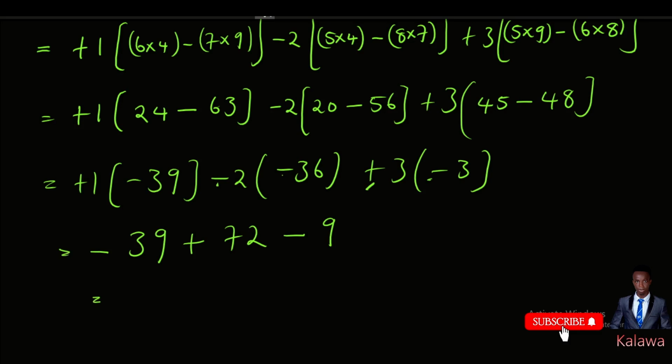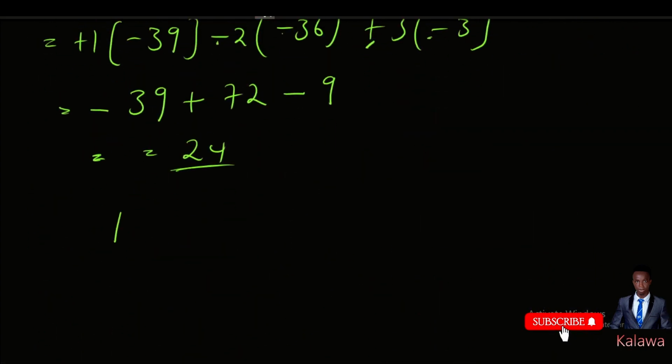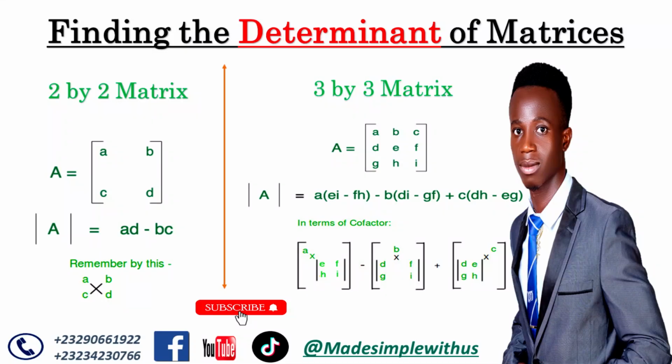So we now put them all together. You're going to have minus 39 plus 72 minus 9. All of this is going to give us 24. So meaning the determinant of y is 24. So this is the determinant for y. And this is how you find any given 3x3 matrix determinant.